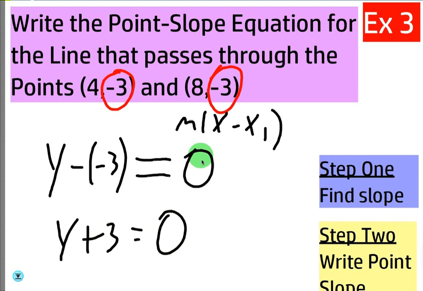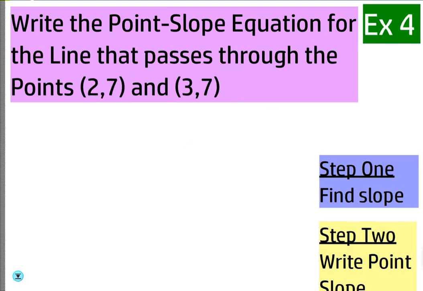Edward, can you go back to the last example? Who can tell me the shortcut for example 4? It says the points are 2, 7 and 3, 7. Oh, you know what? I wrote this wrong. I meant to make the x values the same. I'm changing this example. I had flipped the points. Write the point slope equation for the line that passes through the points (7, 2) and (7, 3).